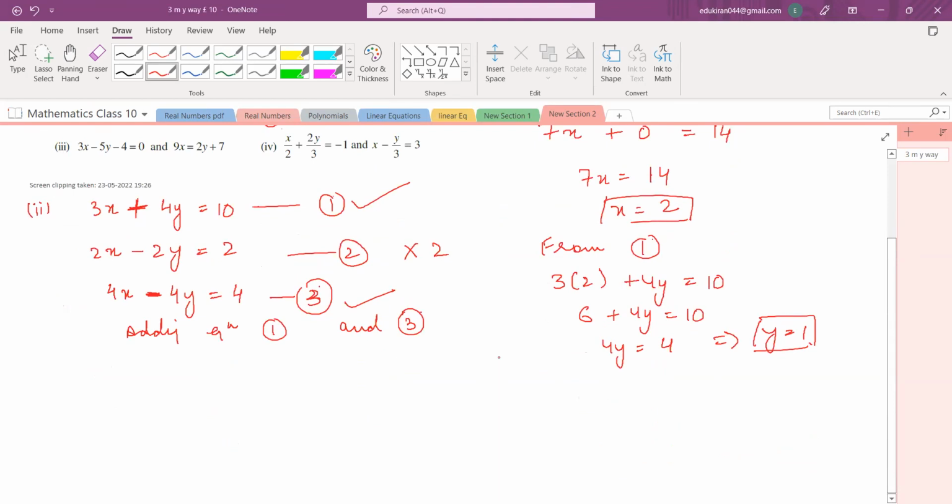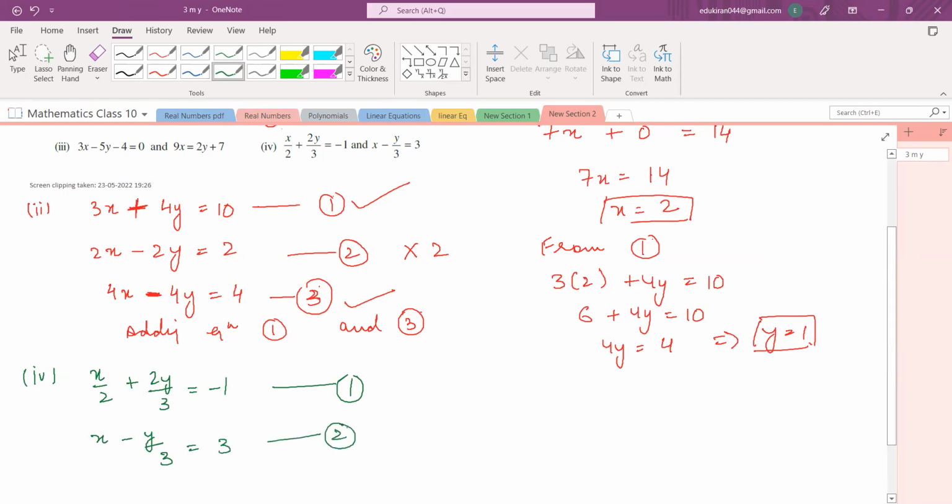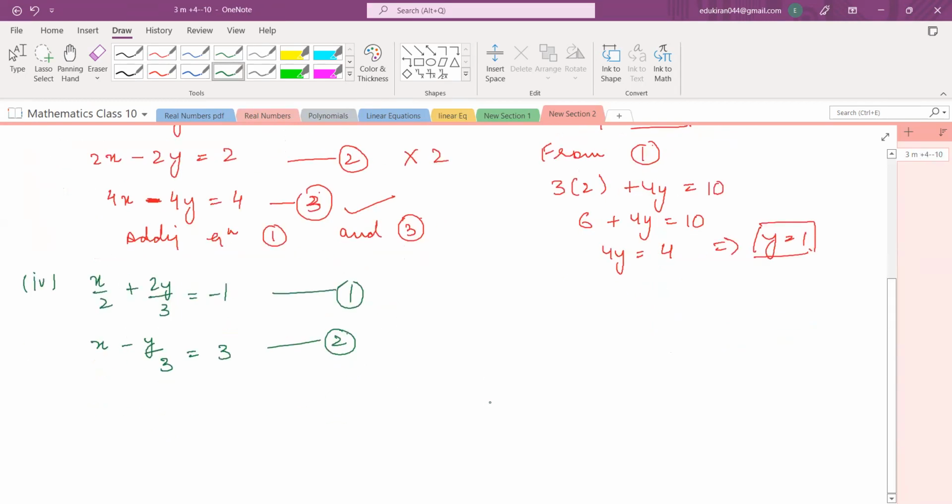I think I'll do the fourth part. There are some fractions I can see here. Which is x by 2 plus 2y by 3 is equal to minus 1. So this is my equation number 1, and then x minus y by 3 is equal to 3. This is my equation number 2, correct? Okay, let us do this one.